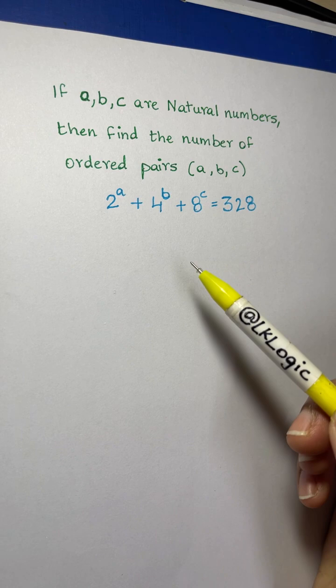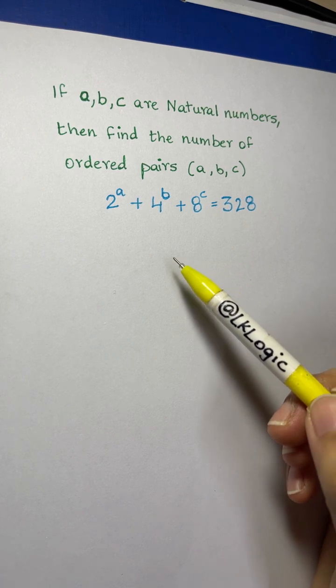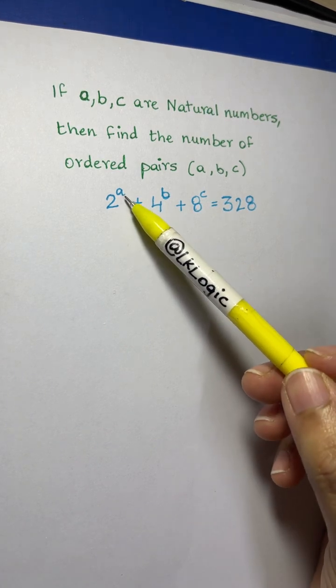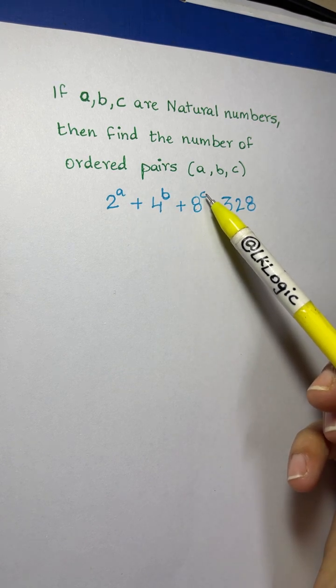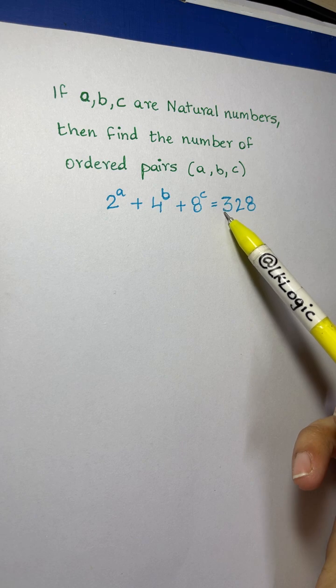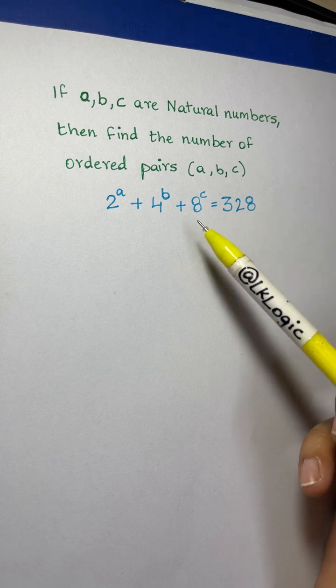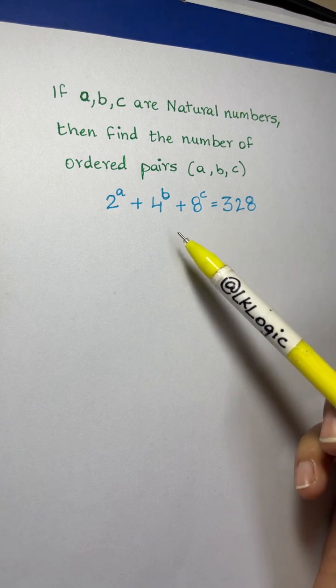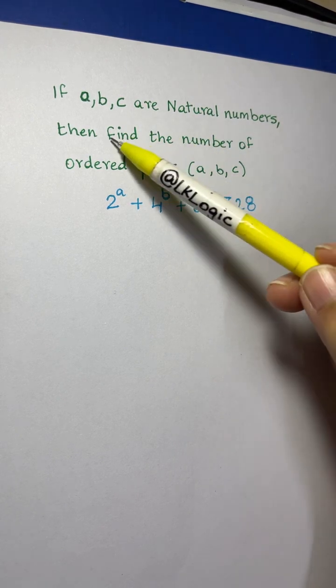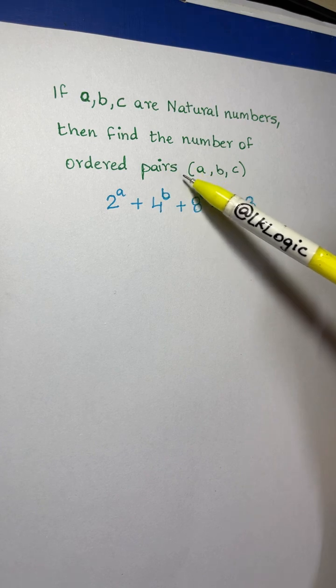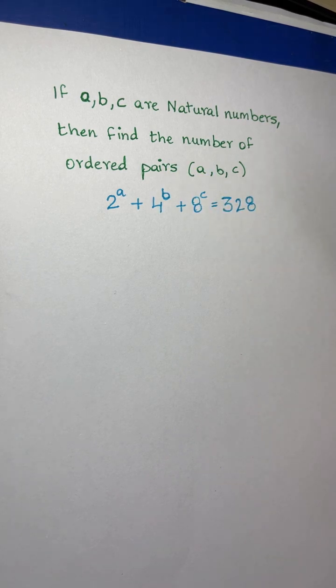Hi everyone, here we're going to solve an equation: 2 to the power of a plus 4 to the power of b plus 8 to the power of c equals 328. This is a nice algebraic equation which we can solve if a, b, c are natural numbers. Then find the number of ordered pairs a, b, c. How many ordered pairs will you have for a, b, c?